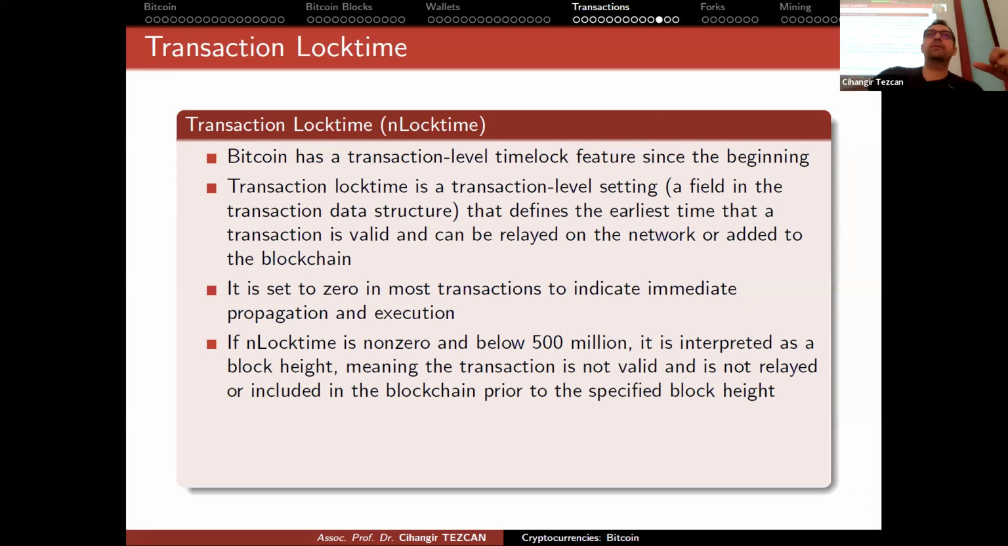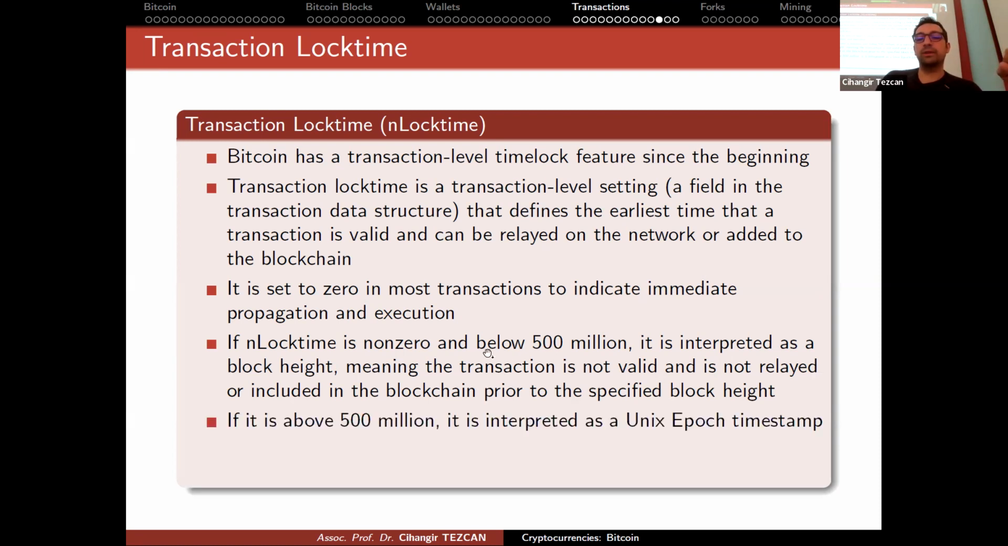But instead of saying which block height, you can also say at which date, at which hour it should be included. So this way, instead of writing a number below this, you actually write something above it, and it is interpreted as Unix epoch timestamp. So you actually write in seconds at which date this transaction will be valid.